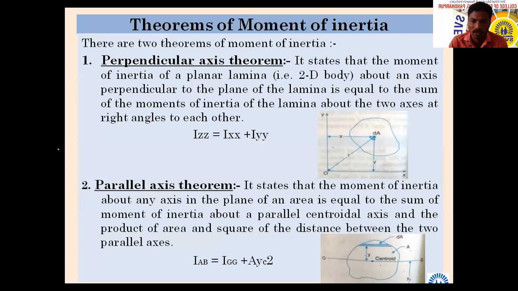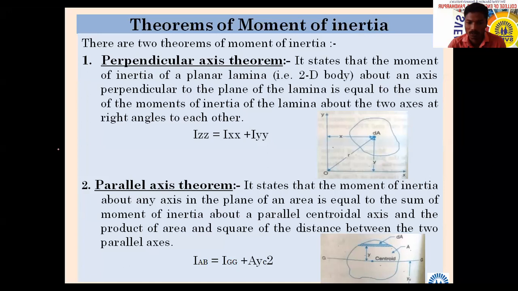If we want to find the polar moment of inertia Izz of a body, then it will be Ixx plus Iyy, the moment of inertia with respect to the x-axis and with respect to the y-axis. Once we add both of these, it will give the third. Next one is the parallel axis theorem.